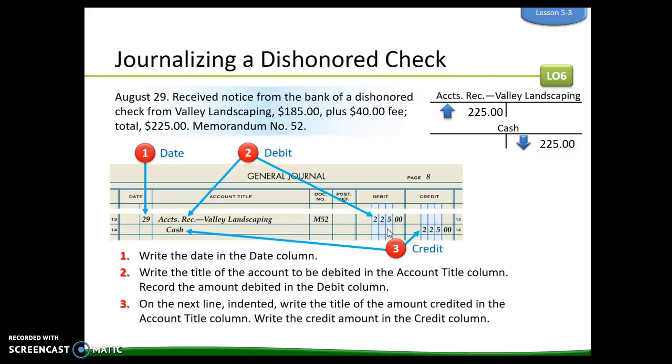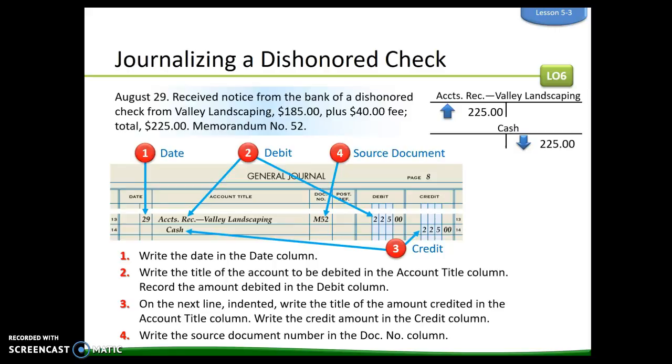Write your credit, which is cash, because it's charging your account, $225, and the source document, which is M52. Alright, that's a dishonored check. Very similar to a service charge, except that sometimes there's a fee with it.